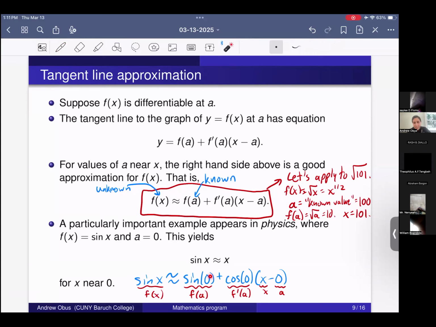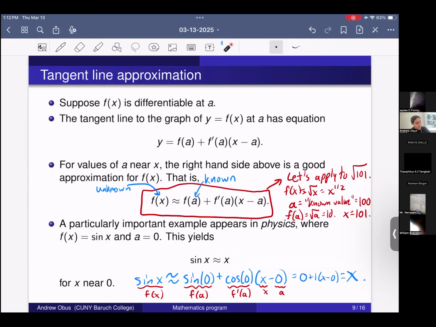But if I simplify this, sine of 0 is just 0. Sine of 0 is just 0, and cosine of 0 is just 1. So this all simplifies to 0 plus 1 times x minus 0, which is just x. And so what this tells us is that for very small values of x, sine of x is approximately equal to x.